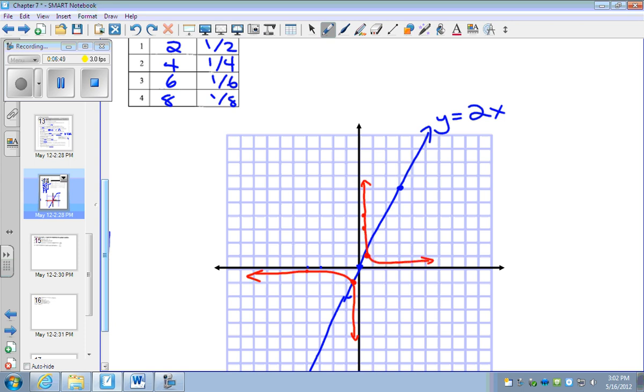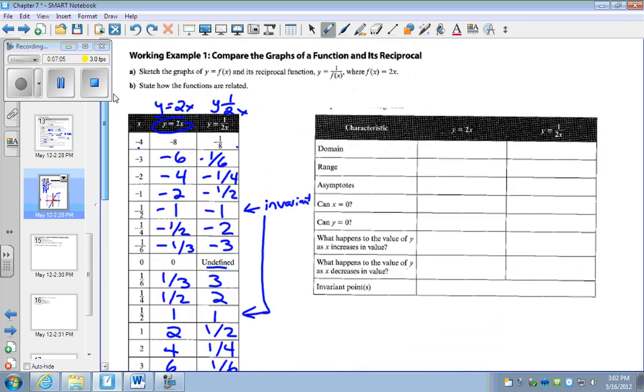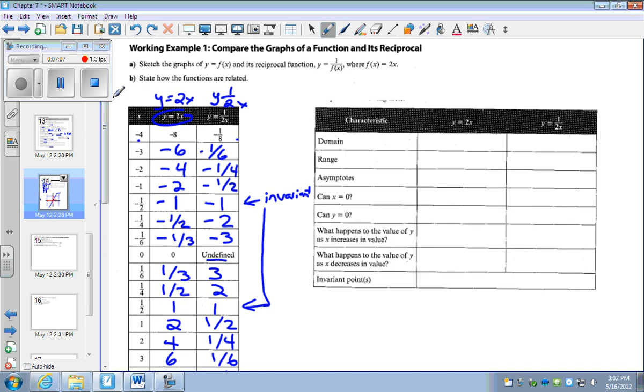Okay? Because as these values get closer and closer to 0, the reciprocal of a small number becomes a large number. And the reciprocal of a large number gets closer and closer to 0. And the same thing happens on this side. So there we've graphed it. Next it says, state how the functions are related.